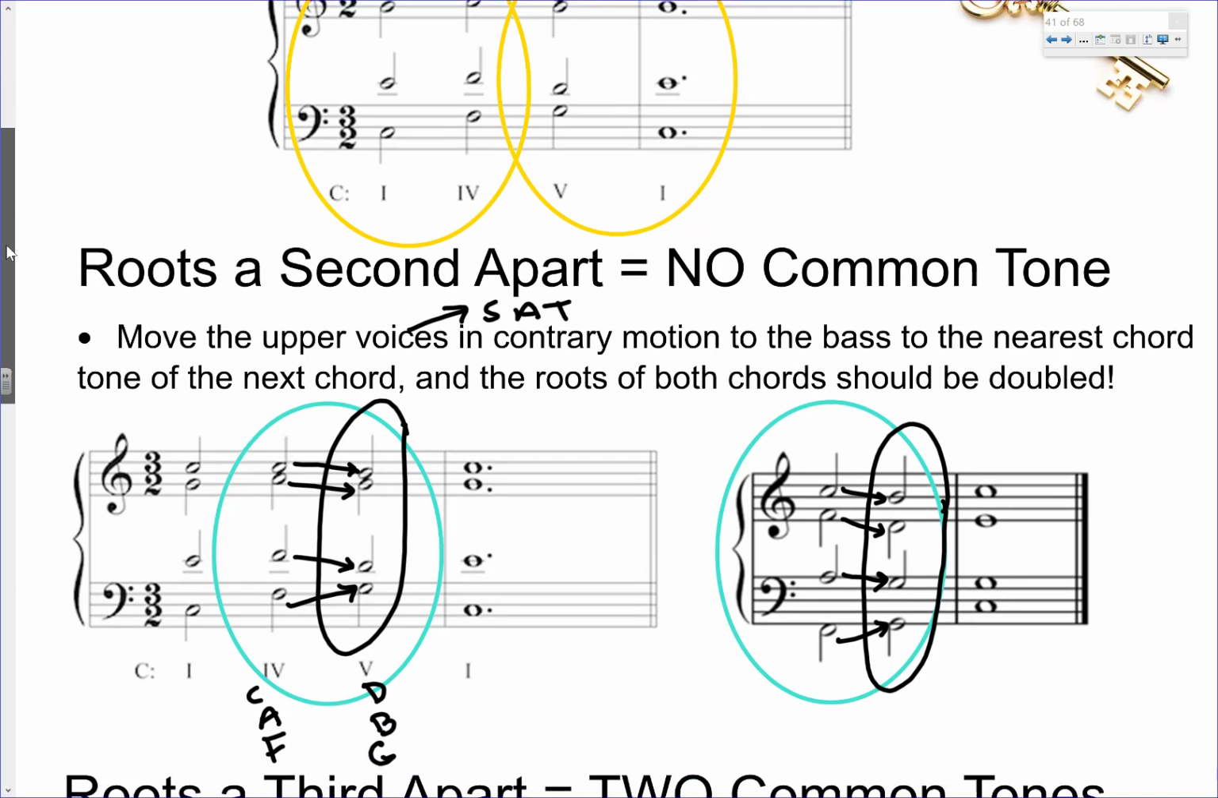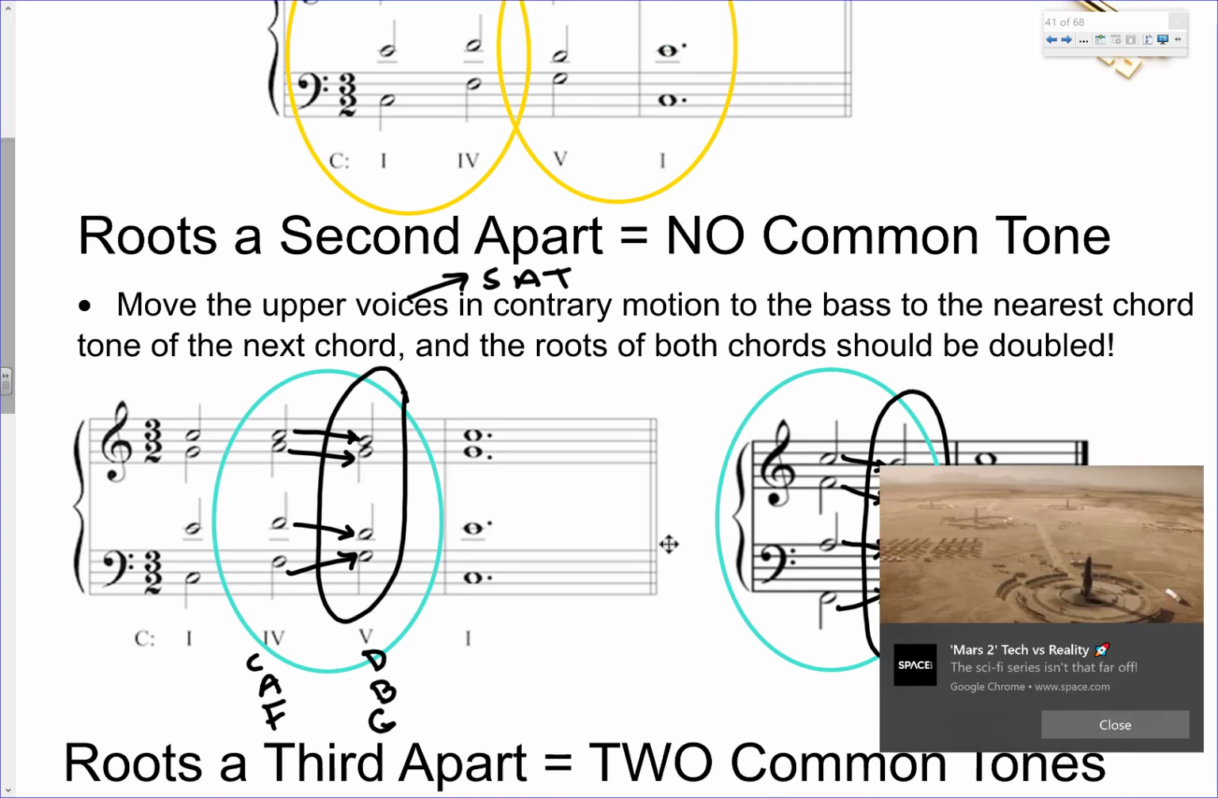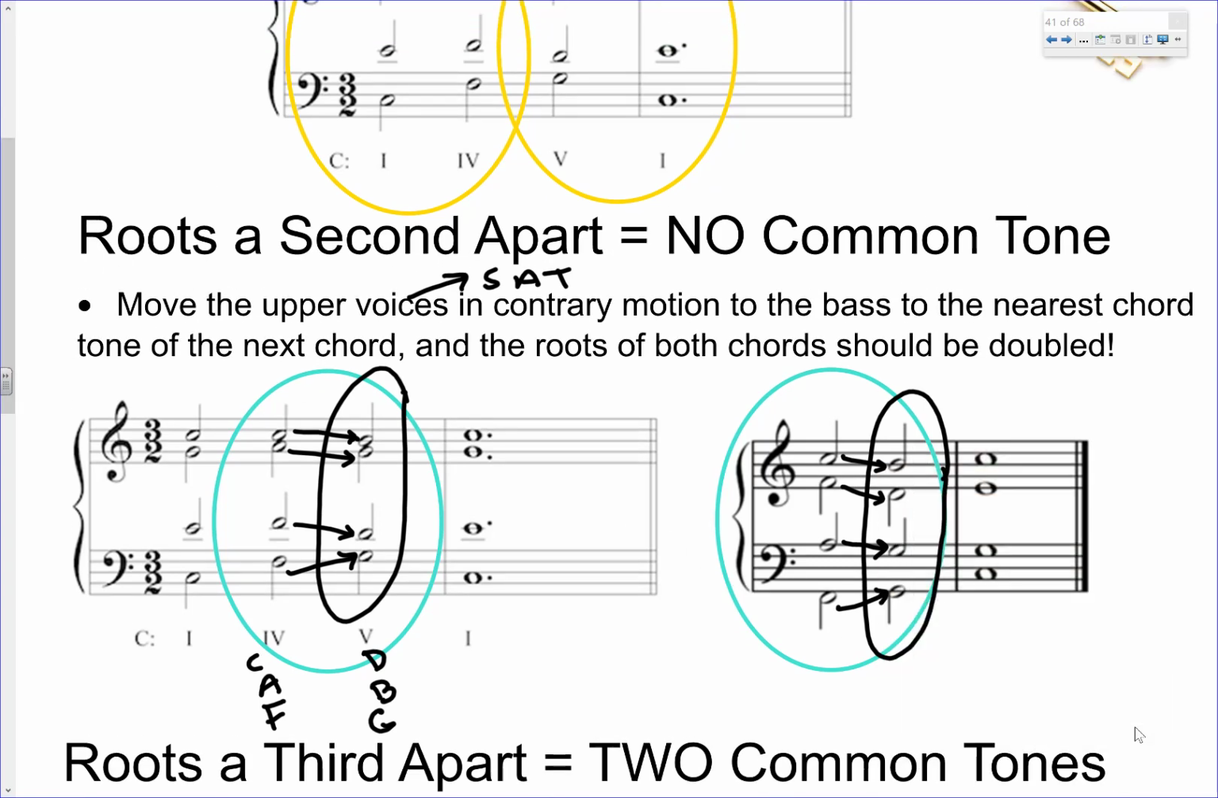On to our third principle. This is where you have roots a third apart. You'll have two common tones. For example, let's take the key of C major. The 1 chord to the 3 chord means that you have roots a third apart, because the 1 chord is C, E, G, and the 3 chord is E, G, B. So you'll have two common tones, the E and the G there.